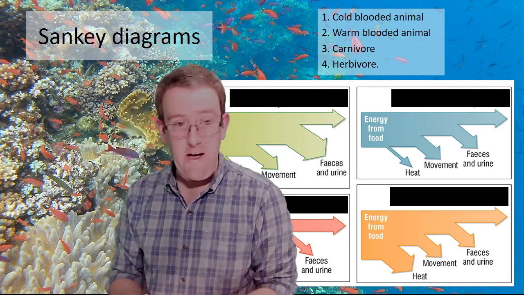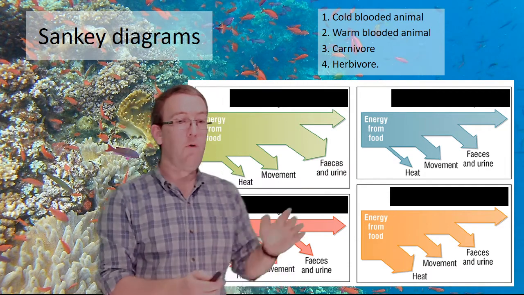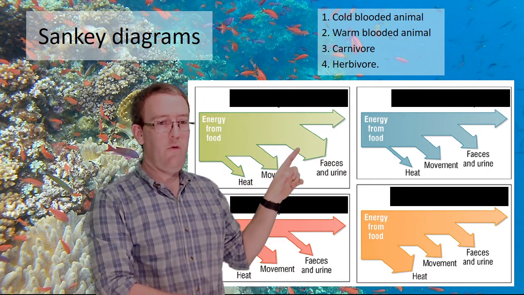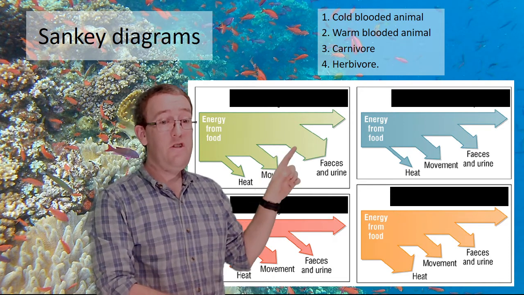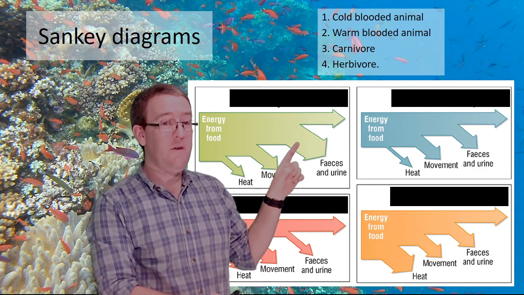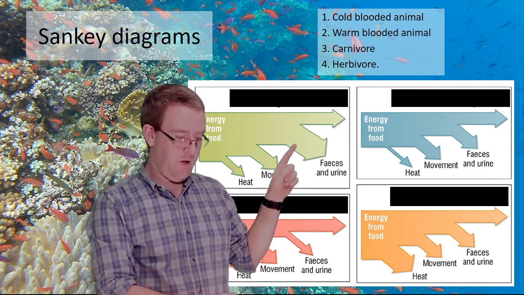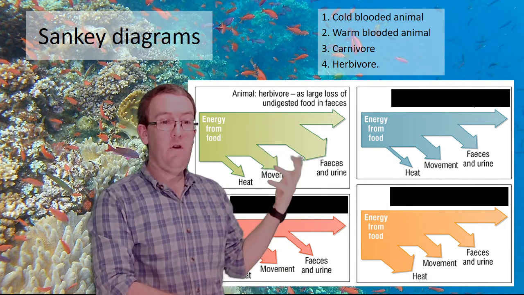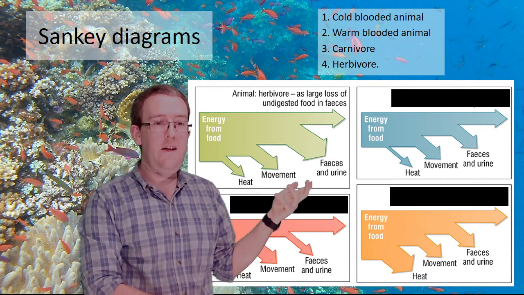It's not too tricky. So if we go from this one, as you can see, there's lots of material lost in feces and urine in this one, which suggests this one is probably eating some stuff that isn't very digestible. So that one there logically would be a herbivore, because it's got a large loss of undigested food in its feces.